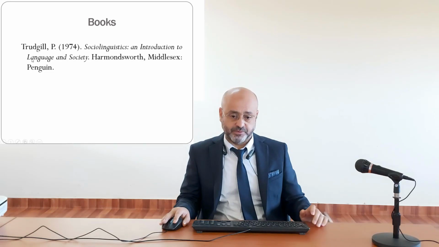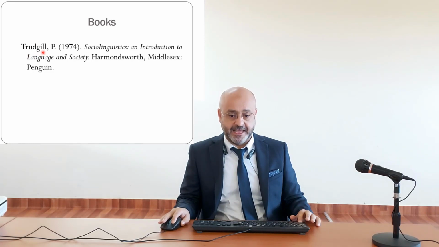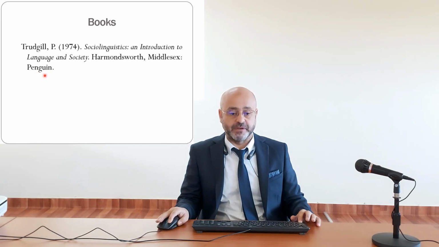Now, how do we write a reference which refers to the title of a book? Here we have an example of a book written by Trudgill. We start with the family name, comma, first letter of the first name, followed by a full stop. The date of publication is put between parentheses, and then followed by a full stop. The title, Sociolinguistics: An Introduction to Language and Society, you can see that it is italicized because it's the title of a book, and then followed by the city, and we finish with the publishing house. Here we have Penguin.